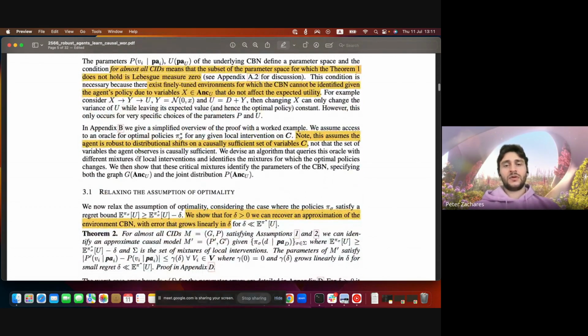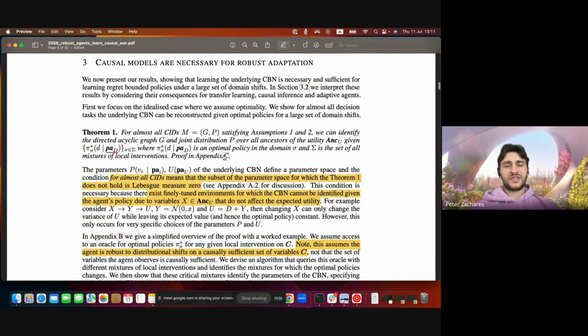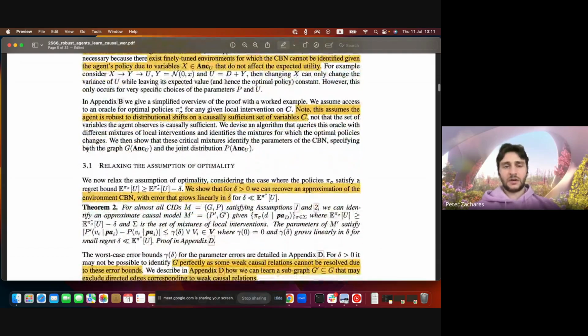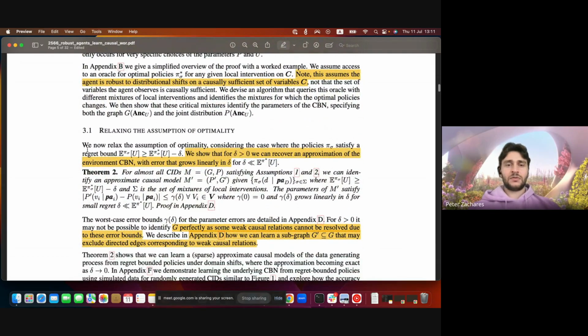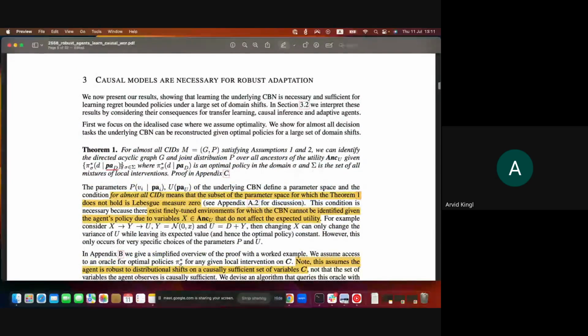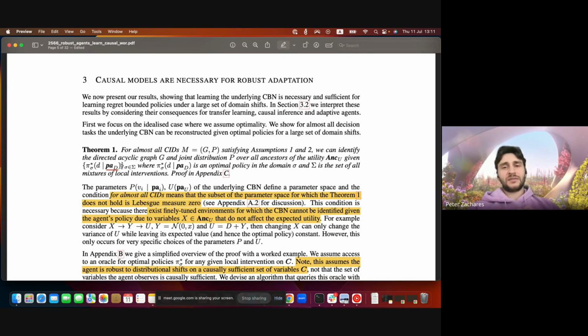Okay, so this is all well and good, Theorem 1, but there are some pretty strong assumptions here, for example that you have access to this infinite, or possibly infinite, set. And because it's said in the theorem, almost all CIDs, what is this almost? They give some examples in the proof downstream, but basically there are some causal models for which you wouldn't be able to recover the causal model from data.